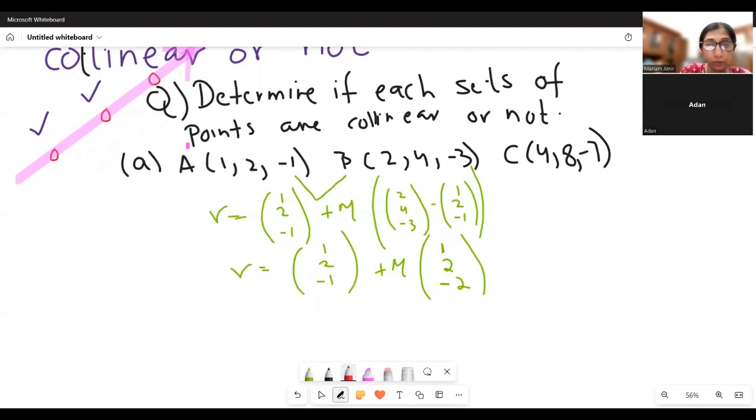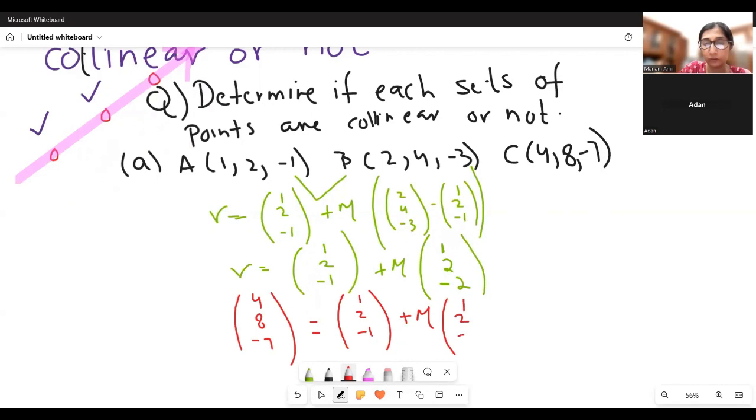So for that, we're going to substitute the value of C: (4, 8, -7) equals (1, 2, -1) plus mu (1, 2, -2). Form three equations. 4 equals 1 plus mu. 8 equals 2 plus 2 mu. Minus 7 equals minus 1 minus 2 mu.